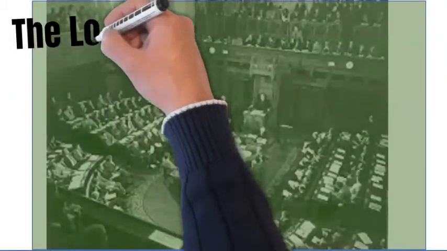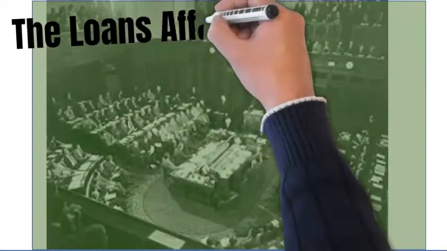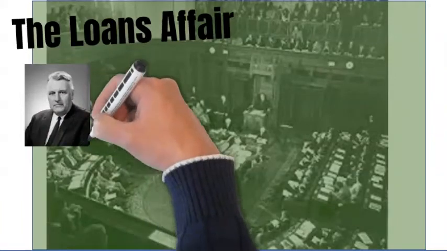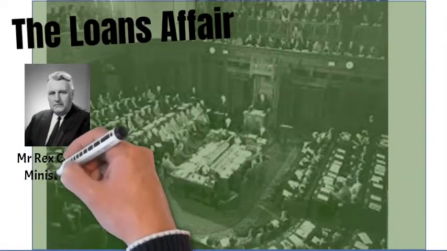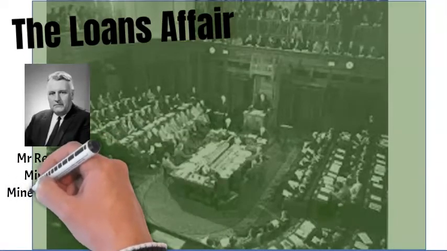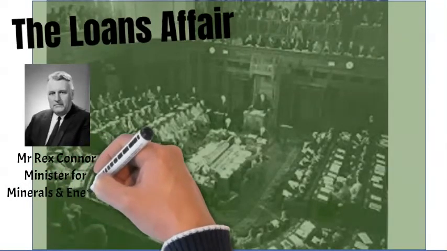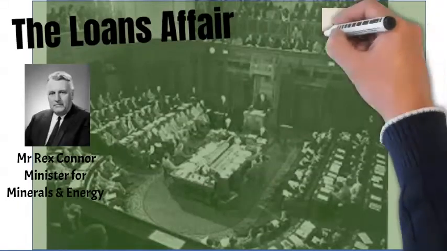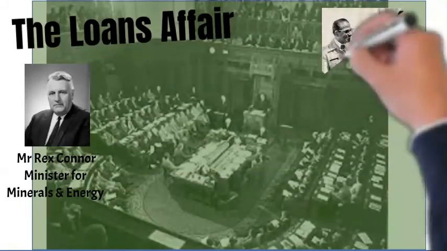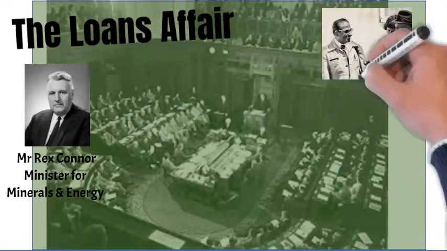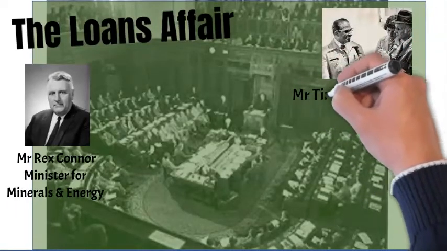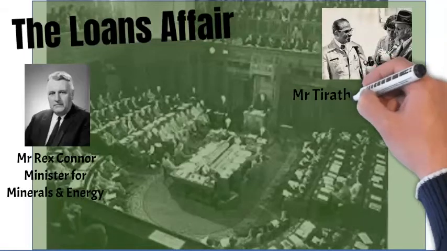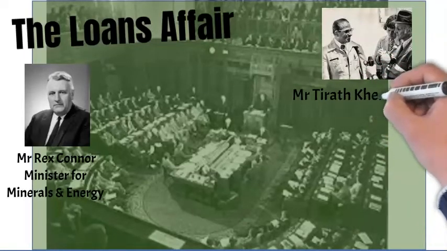Next up is what became known as the Loans Affair. During much of 1974 and well into 1975, the Minister for Minerals and Energy, Rex Connor, was seeking to borrow funds for a major infrastructure project through Western Australia. The project was to cost several $1 billion, an almost unheard of amount of borrowings for an Australian government of the time. Connor sought to seek these funds from Pakistani money broker Tirath Kimlani.